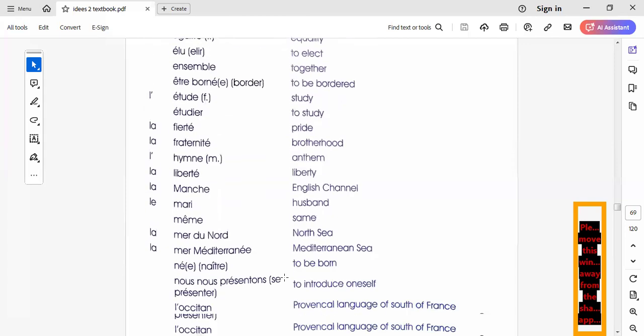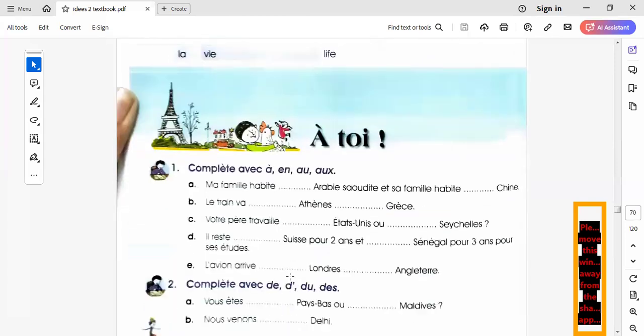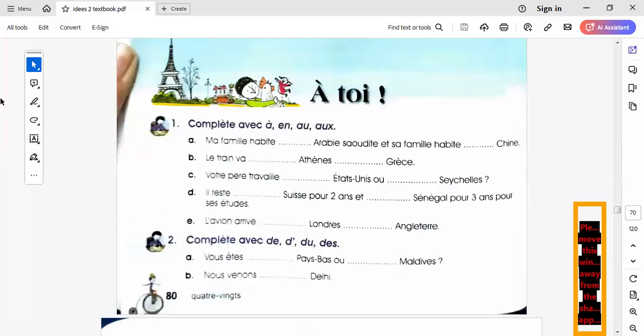Next, we have words and meanings. Now, let's move on to the grammar portion. Let me translate the sentences.